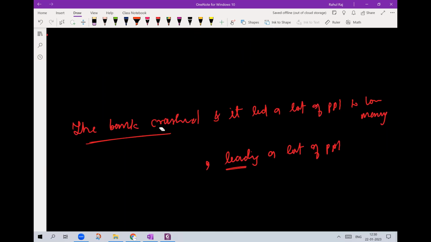Whenever a sentence comes which denotes a cause and effect, there is no way to understand it except to read it and understand it by yourself. Don't you feel this is a cause and effect situation, by the way? What do you mean by cause and effect? The cause is bank crash. What is the effect? Led a lot of people to lose money. Always remember, in a cause and effect situation, the effect always starts with the ing form.